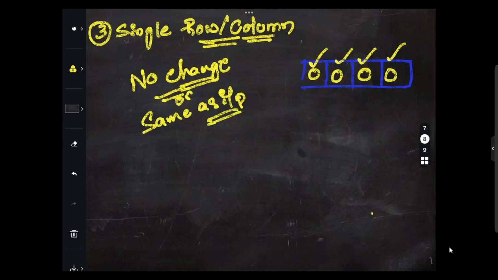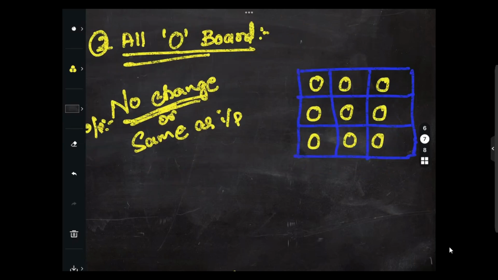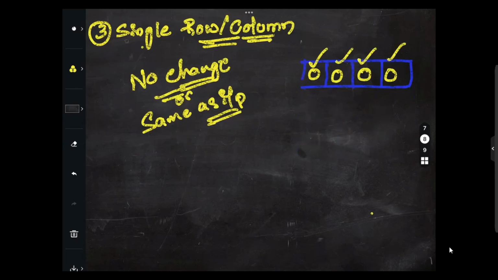So this is fine. I hope all the edge cases are clear along with the approach. The first edge case that we considered was for all X, and the second one was for all O board, and the third one was for the single row or column. I hope this is completely clear.